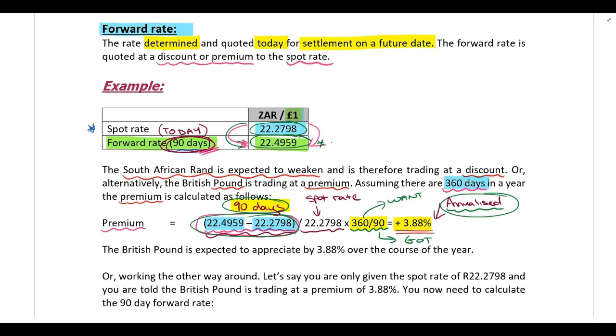Now, the logic behind what we've calculated is this means over the period of a year, so this has been annualized. So over the period of a year, the pound is expected to appreciate by 3.88%. So over the period of a year, the pound will strengthen by 3.88% based on our calculation above. How do I know it's over the course of a year? Because I didn't just look at the difference over a period of 90 days, I annualized that difference so that I can see what the difference is over the period of a year.